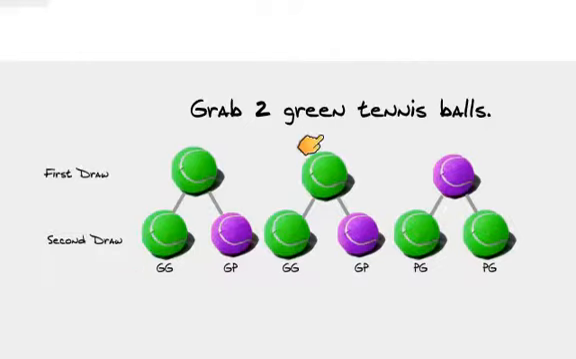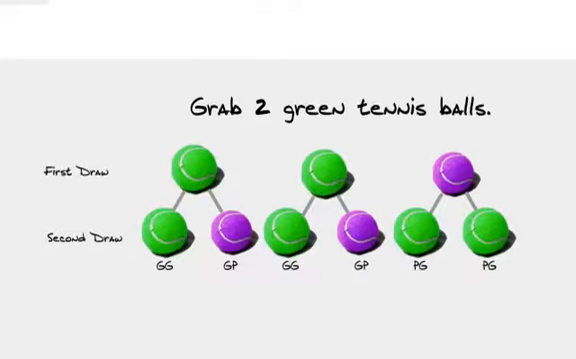So how many different ways are there to grab two green tennis balls? Well, here's one. Here's another. Out of how many different opportunities? 1, 2, 3, 4, 5, 6. So 2 possibilities out of 6 total. That would be our probability.